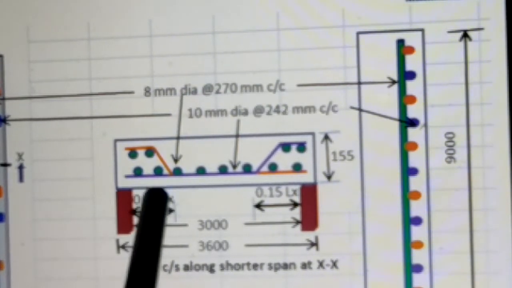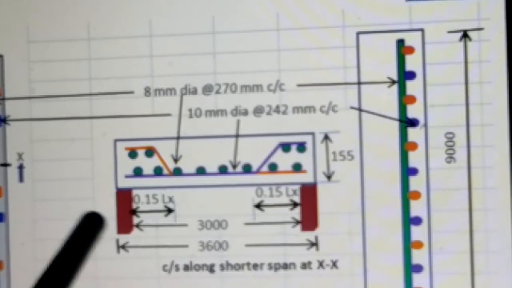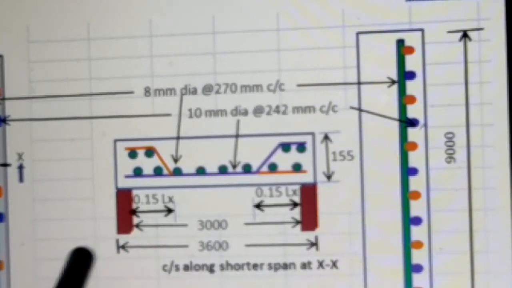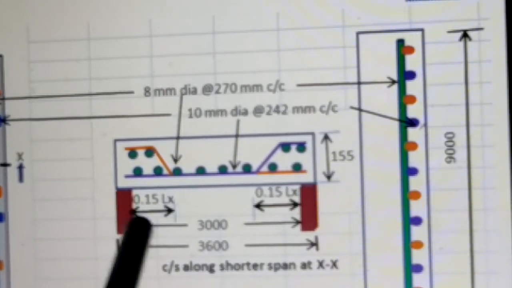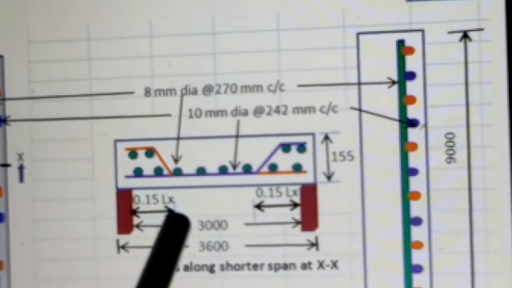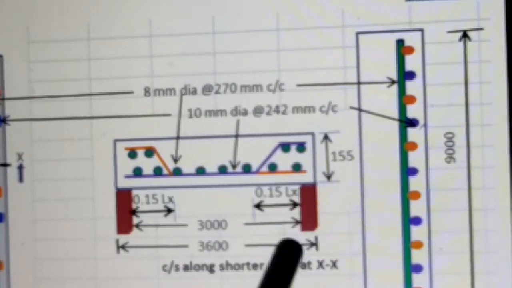So alternate bars are bent up on the top of each support, the left as well as the right support, and the bent up starts at 0.15 Lx near each discontinuous end, that is simply supports, and this way we can understand the cross section of the reinforced RCC one-way slab along the shorter span, that is at section XX.